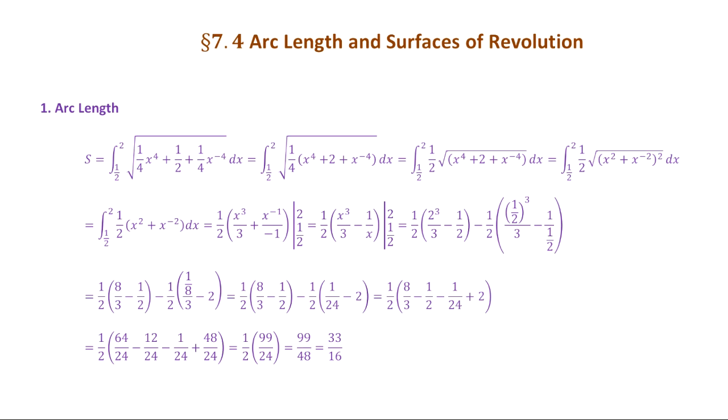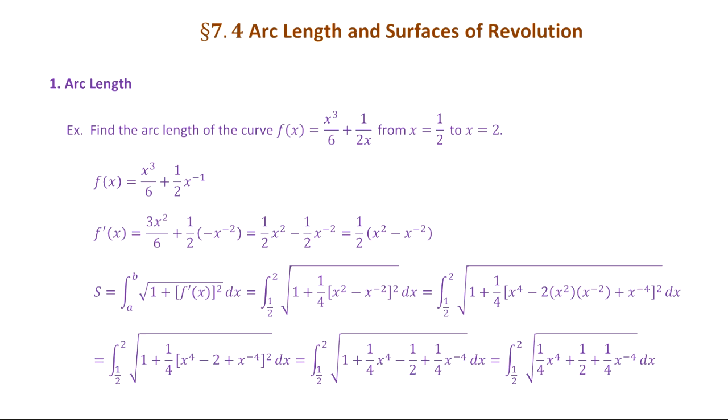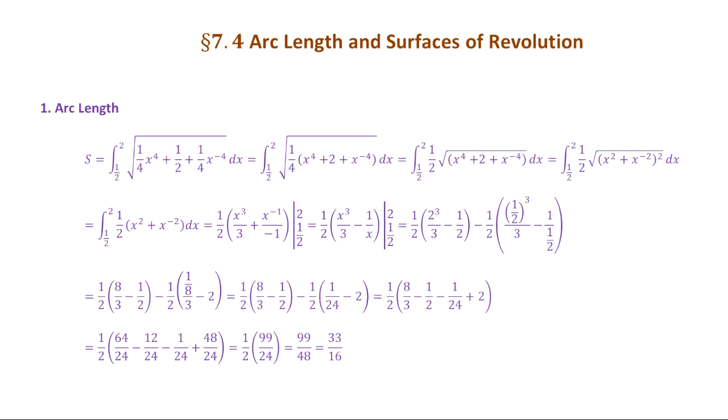Okay, so that's what we got on the last page. S equals the integral from 1/2 to 2 of the square root of 1/4 x to the fourth plus 1/2 plus 1/4 x to the negative 4. Remember, in the previous problem we need to find the arclength from x equals half to 2. So integration is from half to 2. It's not from 0 to 1. Then we can take out 1/4 from inside of the radical. If you do that, you're going to get x to the fourth plus 2 plus x to the negative 4. You can easily verify that.